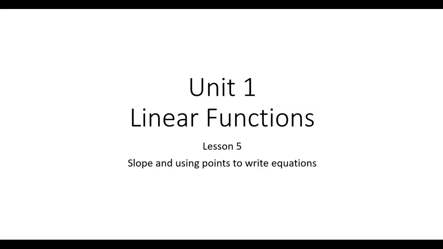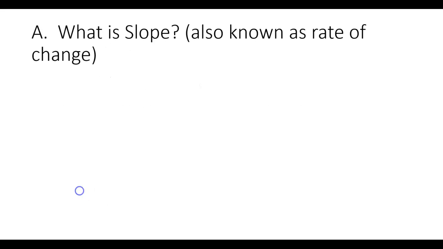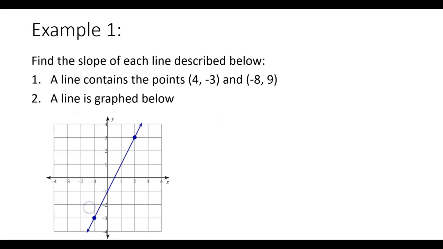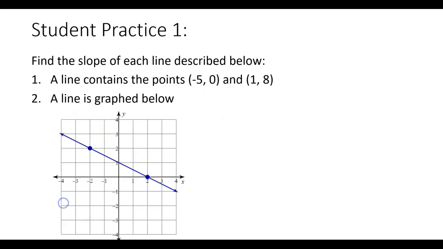All right, guys, so last time we talked about how to find the slope of a line using 2 points. The only way we did it in class was I gave you a line, but the steps were basically to identify what your points were, plug them into the formula, and simplify. And slope is something that basically just tells you how steep your line is and in what direction it's going. So we're going to build on that a little bit today.